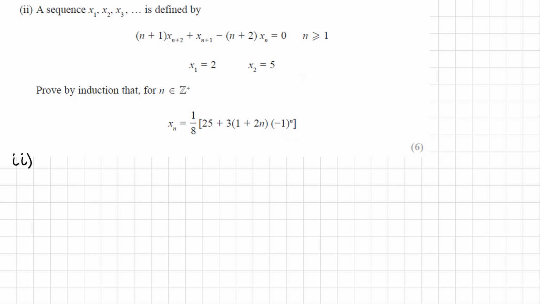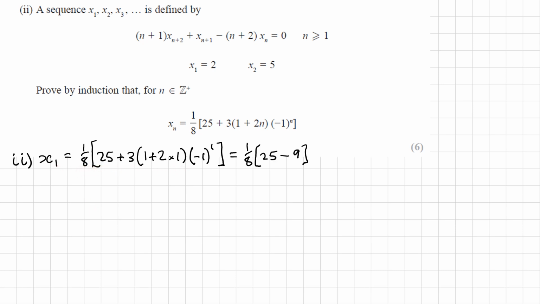So first of all, I start with the basis step, and I want to prove that this statement is true for x1 and x2. So this is what I'm going to get for x1, and that becomes 1/8 of 25 minus 9. 25 minus 9 is 16. 1/8 of 16 is 2. So I can see it's true for x1.